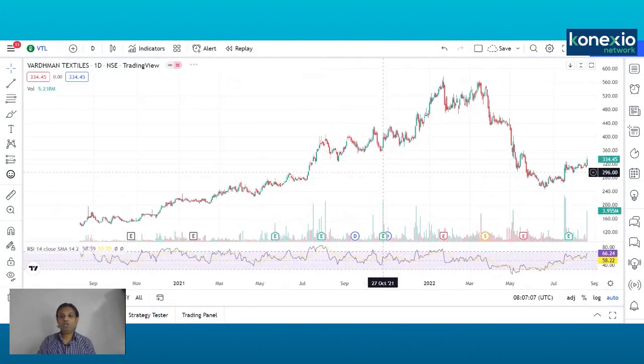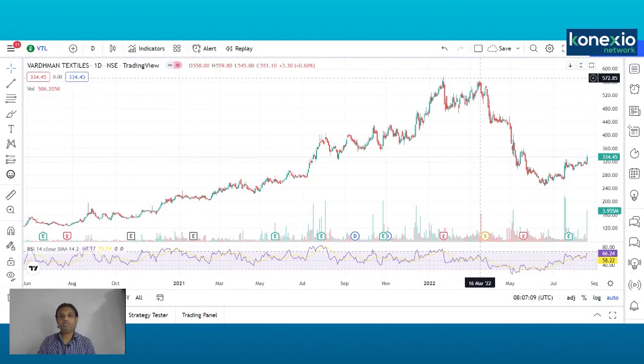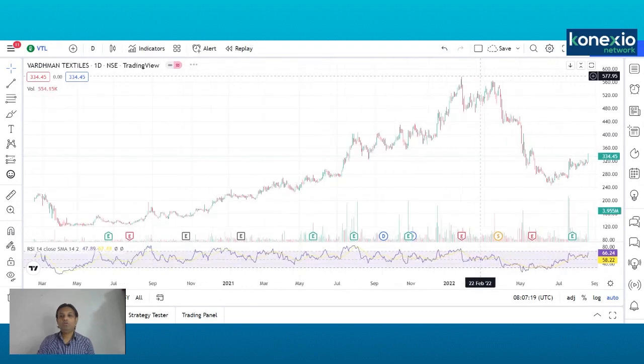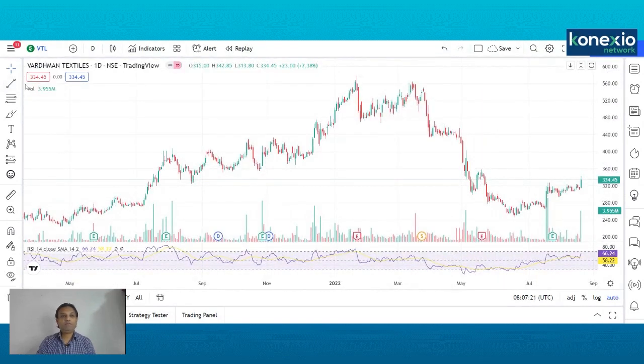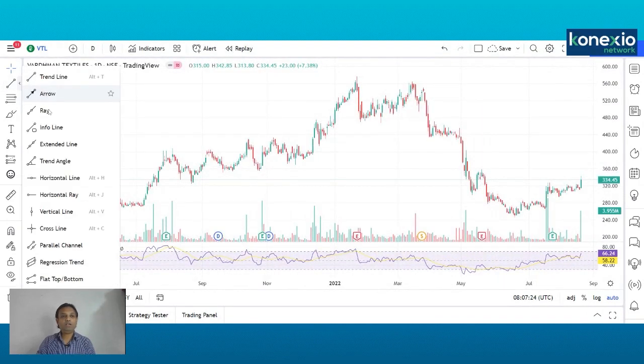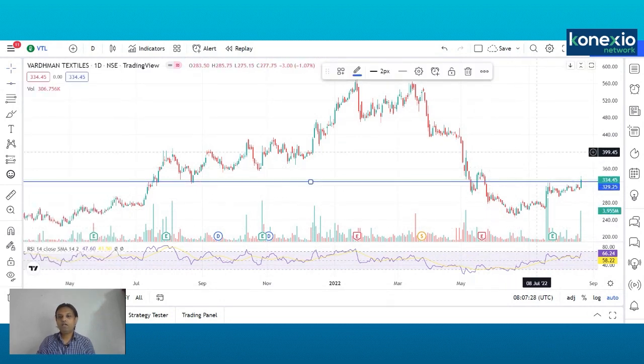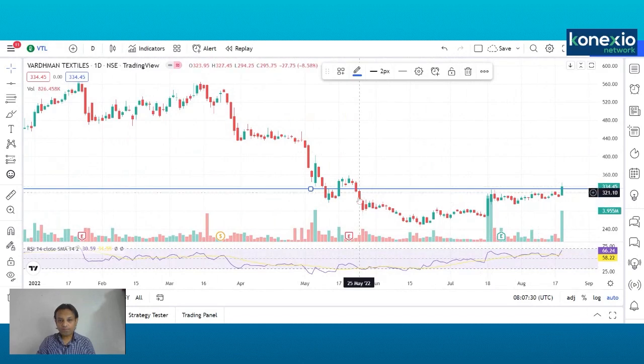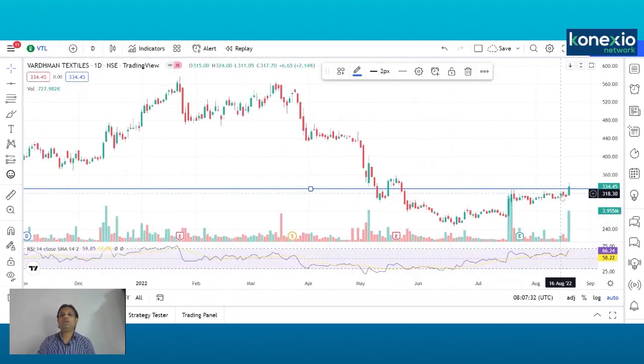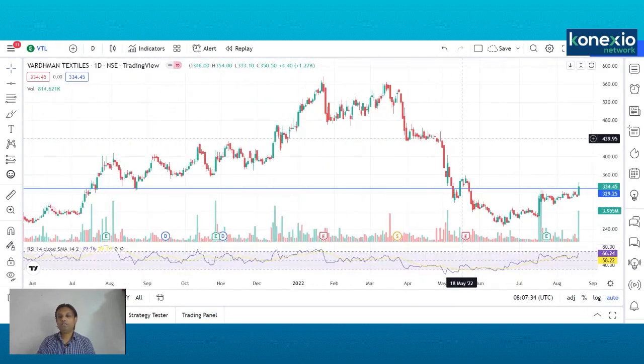The stock has corrected from its peak of 577, and it has seen more than 50 to 55% of correction from its lifetime high. So if I put a horizontal trend line, you will see some sort of a cup and handle breakout from these levels. This could be a trend reversal in Vardhman Textile.